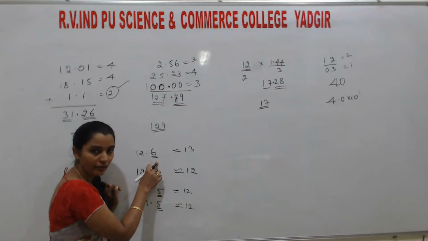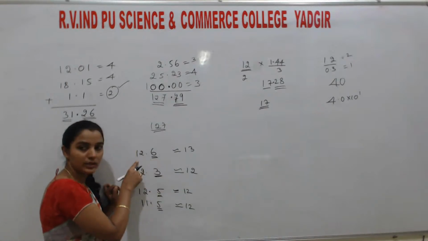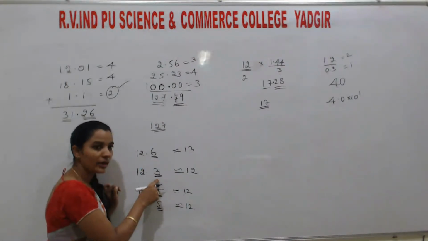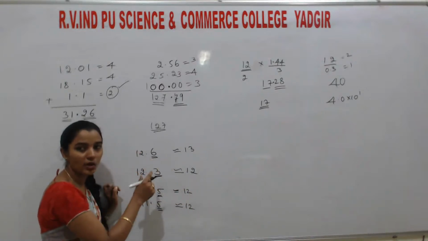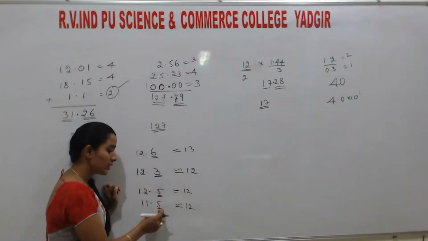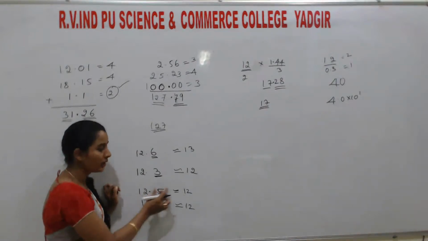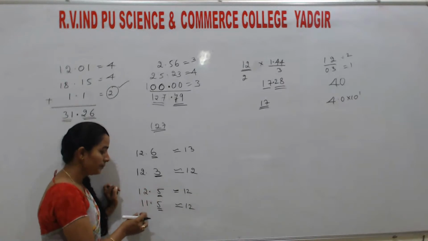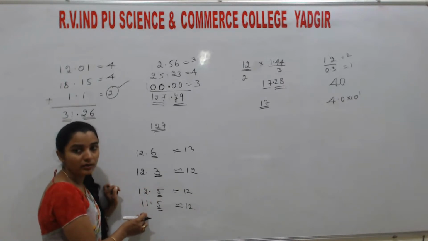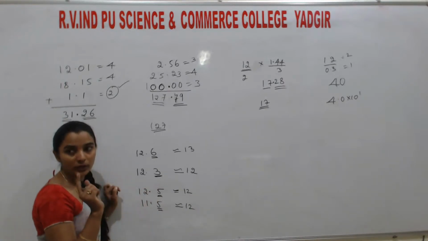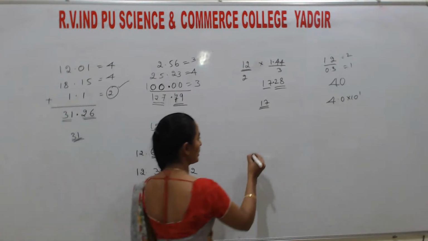If it is greater than 5, add 1 to the preceding term. If it is less than 5, write the preceding term as it is, whether it is odd or even. If it is equal to 5 and the preceding term is even, it is written as it is. If the preceding term is odd, then add 1 to it. Okay, I'll give an example here.